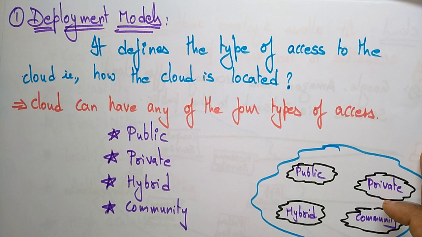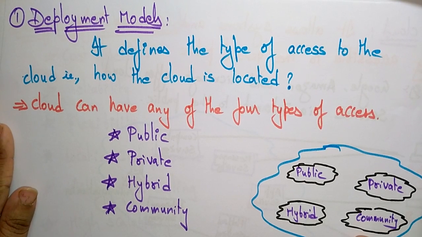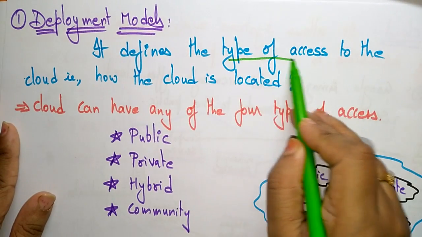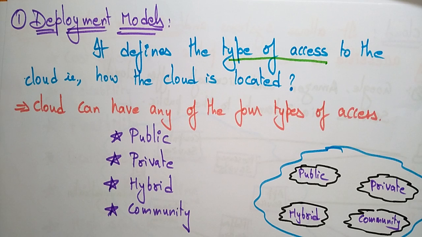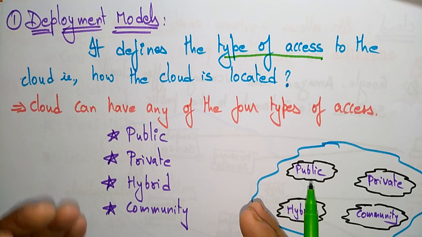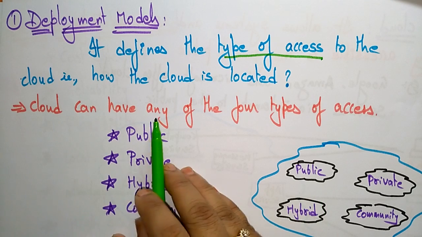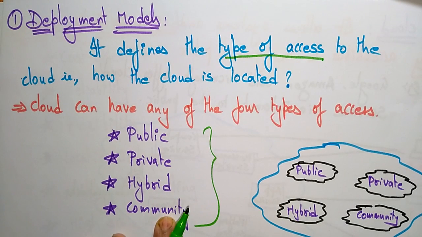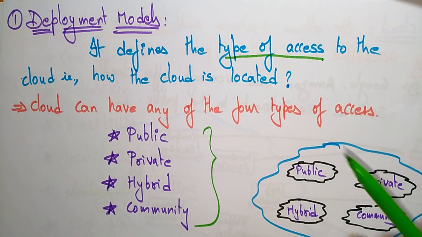A deployment model defines the type of access to the cloud. How the cloud is located, and how we can access the cloud. Different permissions will be there to access the data. So a cloud can have any of four types of access in the deployment model.